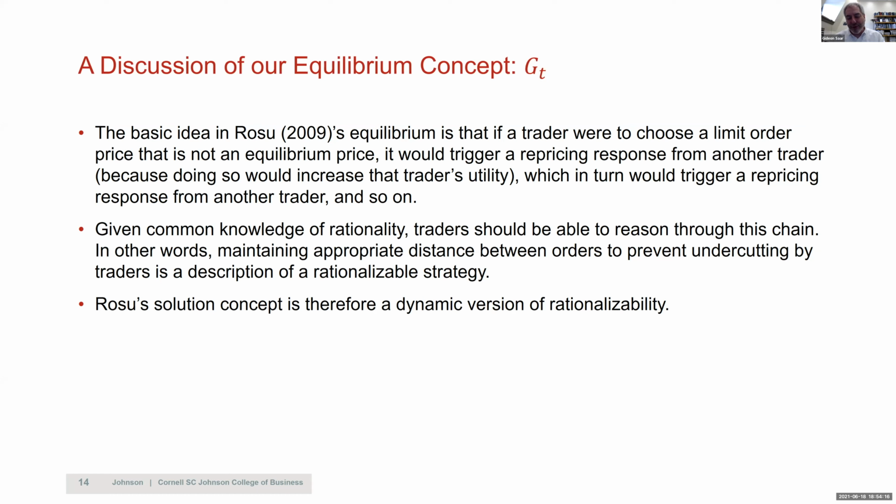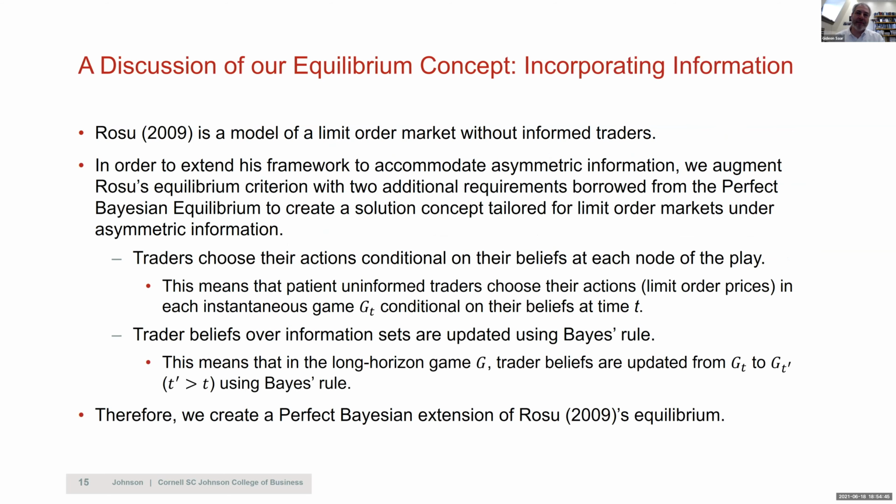Now, he actually doesn't show you what the distances are. One of the contributions, and I'll show you that very shortly, is that we can actually tell you what the price differences are. We can find the prices explicitly in the model. He does implicit things through the utility function. We can actually show you what the price is. So his solution is some sort of a dynamic version of rationalizability, but he doesn't have information. So we take his equilibrium and we extend it.